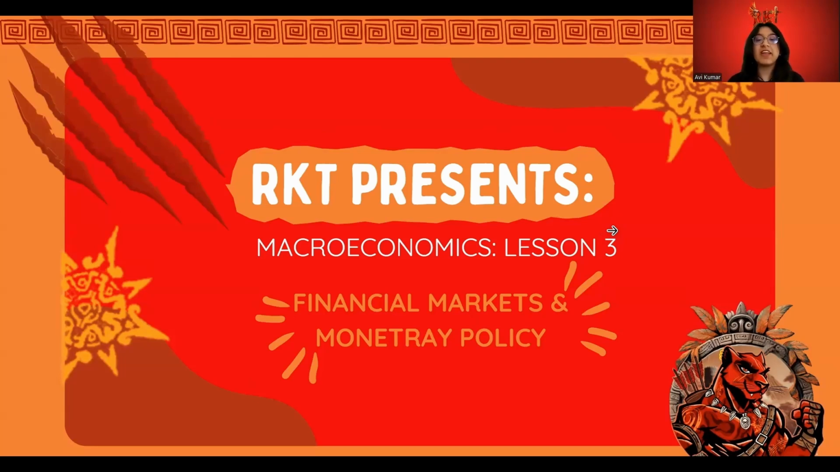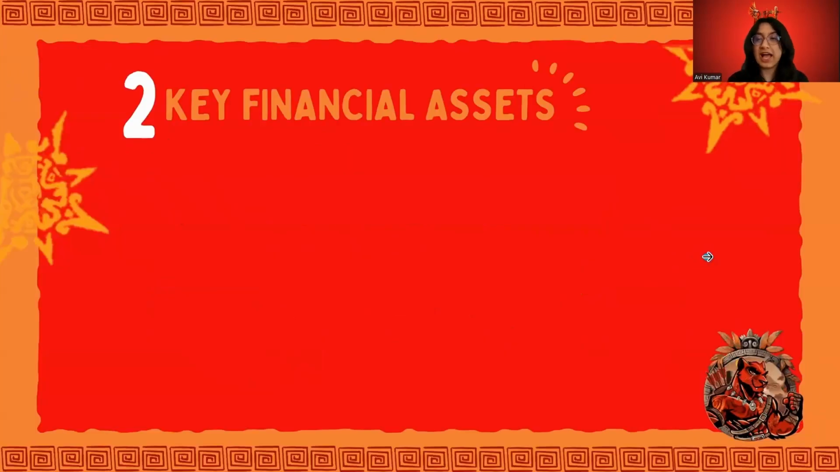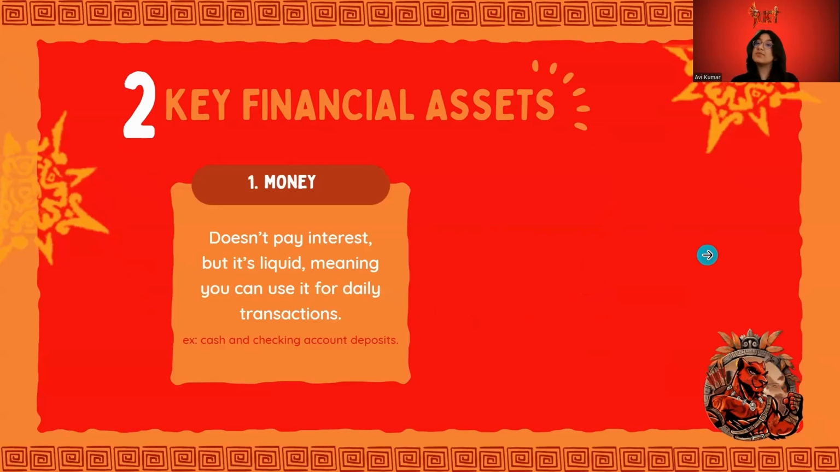Today, we're going to be talking about financial markets and monetary policy. So, first, we're going to discuss the two key financial assets. The first one is money. We all know money. But the two things you need to know for this definition is that it doesn't pay interest and it's liquid, which means you can use it for your daily transactions, such as cash and your checking account deposits. The other is bonds.